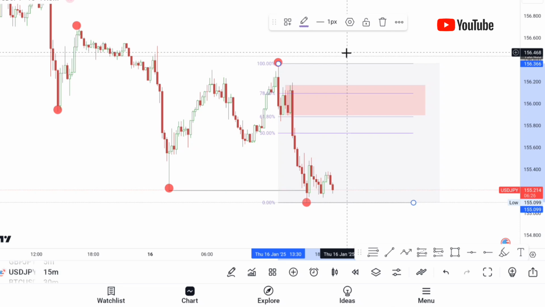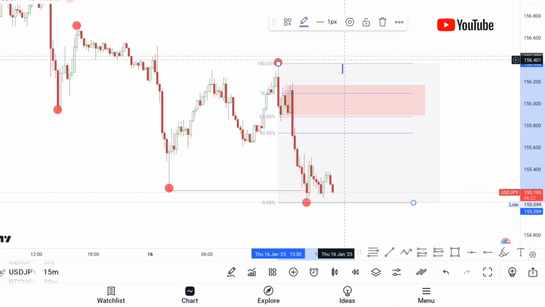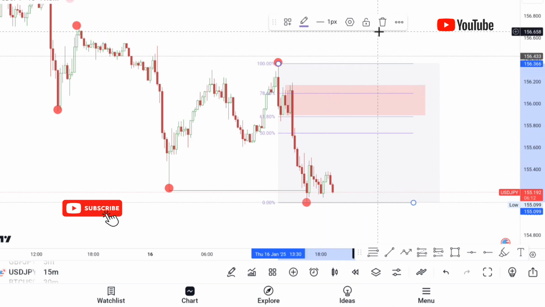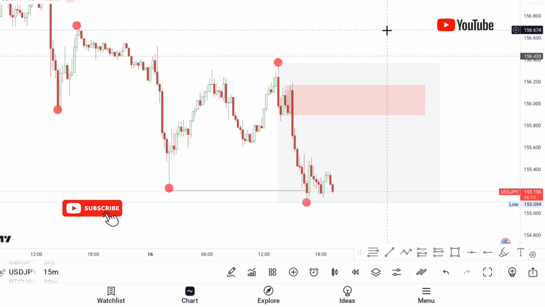So I'm going to be selling at the premium level, which is my order block zone, which is my point of interest. After that, I'll delete my Fibonacci retracement tool. It's no more useful. It's just like a confluence for me to know that my point of interest is valid. That is all.